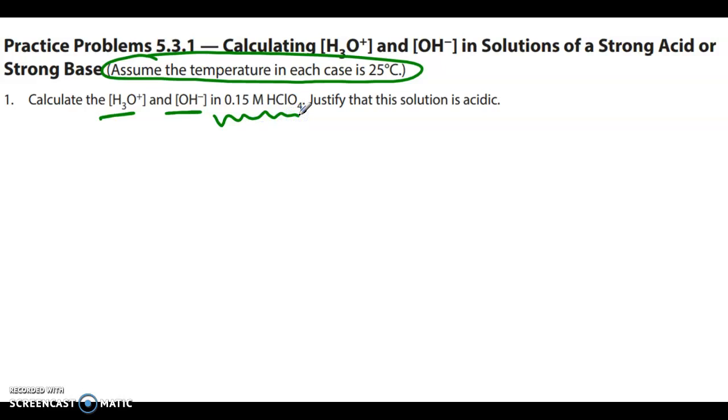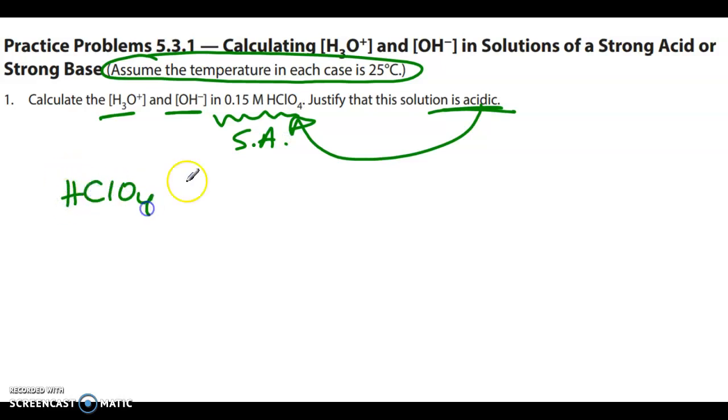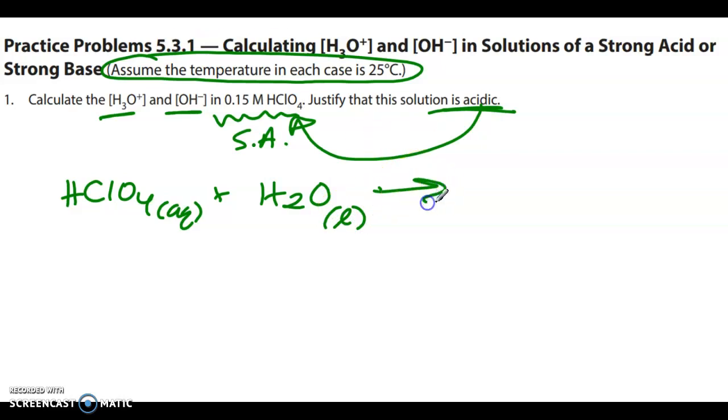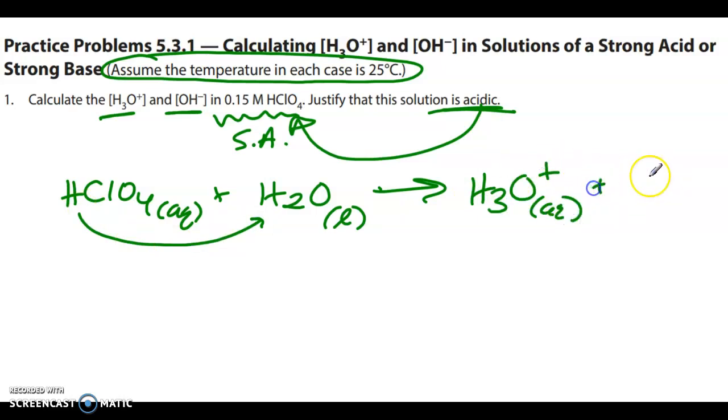of perchloric acid. So we have to justify or prove why this solution is acidic. Of course we know this is going to be acidic. This is a strong acid, right? Perchloric acid is one of our strong acids. So let's write out the process of what exactly is happening here, just to refresh our memories of what happens when this acid is in water. I almost did the equilibrium symbol, but we know this is not an equilibrium. So we're going to have hydronium produced, and of course we're going to have our perchlorate ion.